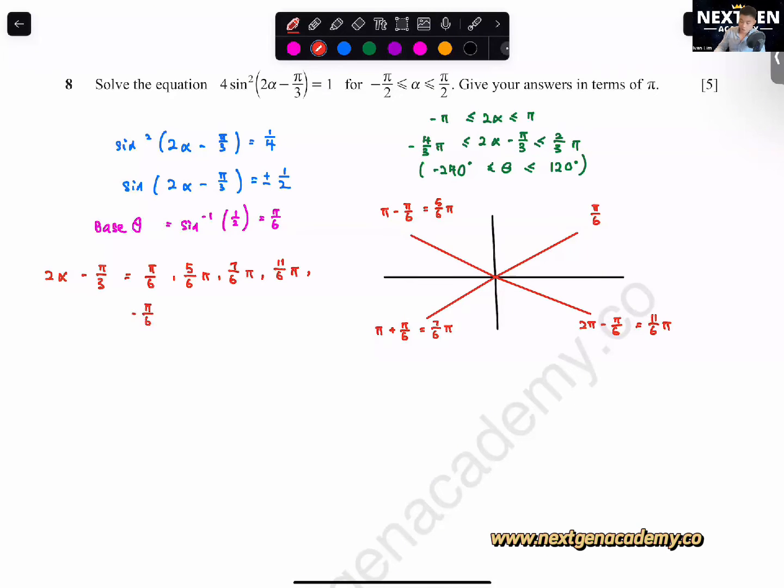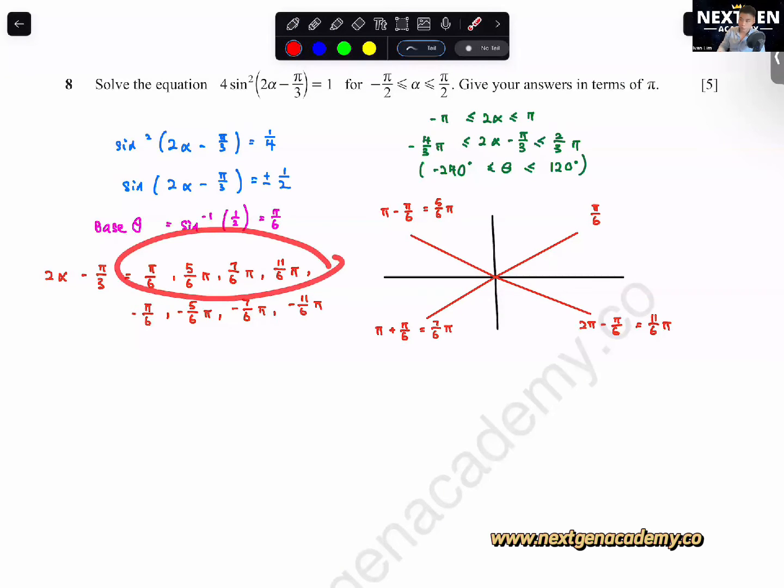Last time I taught you all, you just minus 2 pi from all the values, right? Actually, minus 2 pi, you just get the negative of all the values here. So here, negative 1 over 6 pi, negative 5 over 6 pi, negative 7 over 6 pi, negative 11 over 6 pi. Okay, so I will get 8 answers over here. Does everyone understand what I am doing here? This is from 0 to 2 pi. This is from 0 to negative 2 pi.